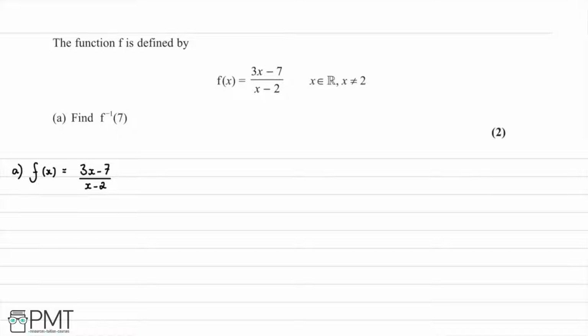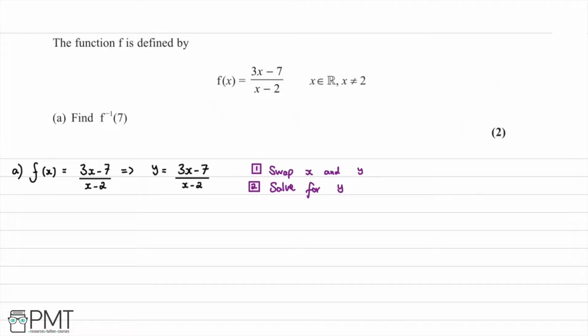The plan of attack here is going to be to attempt to find the inverse f of x and substitute in x equals 7. So therefore, what we're going to do is we're going to rewrite this as y is equal to 3x minus 7, and we divide that by x minus 2. Then our first step here is going to be to swap x and y. Then our second step is going to be to solve for y.